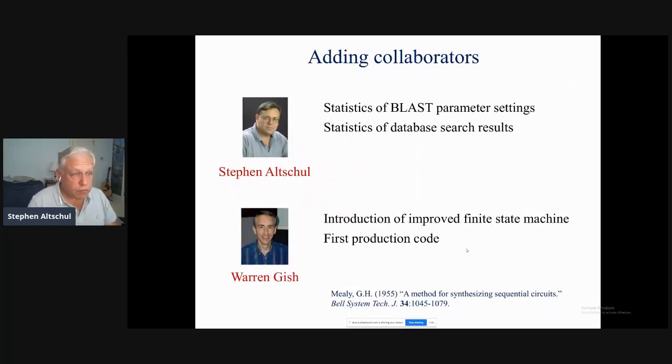A couple of collaborators were then added to the project. I came in really to work mainly on the statistics involved, basically, first of all, the statistics of the parameter settings, and also the statistics of the database search results, which I'll have a little bit more to say about. Warren Gish introduced a faster way of searching for these matches and rewrote the code so that the first production code was code that Warren had written.